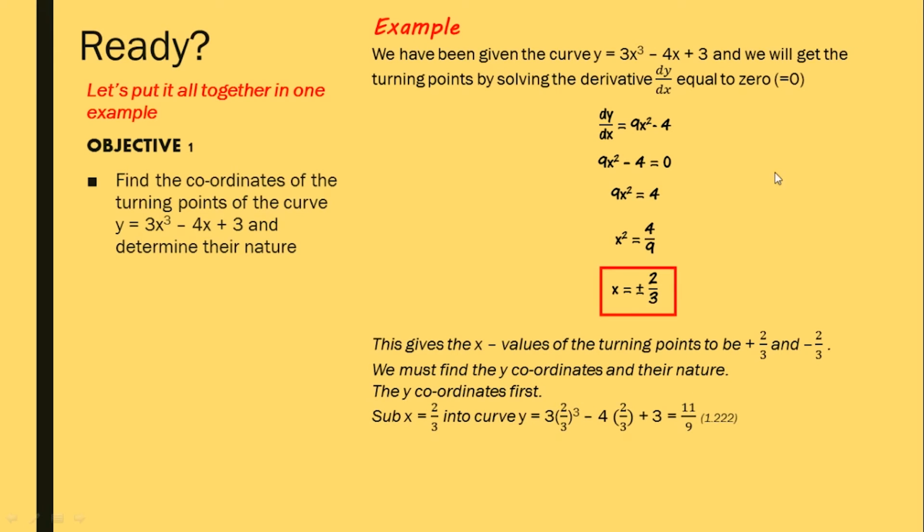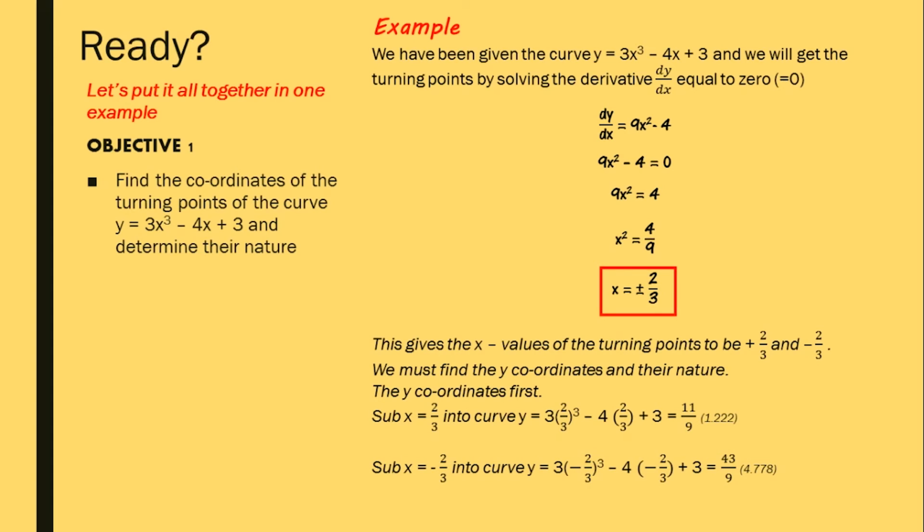I've shown you what to type into your calculator. So I'm going to replace the x by the 2/3, cube it, and then times it by 3. Take away 4 times the 2/3 plus 3, and that gives us 11 over 9, which works out to be 1.222222, repeating decimal, if you want to turn it into a decimal for plotting or checking your sketch graph.